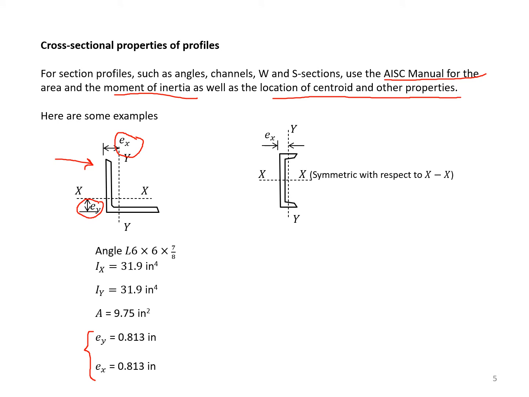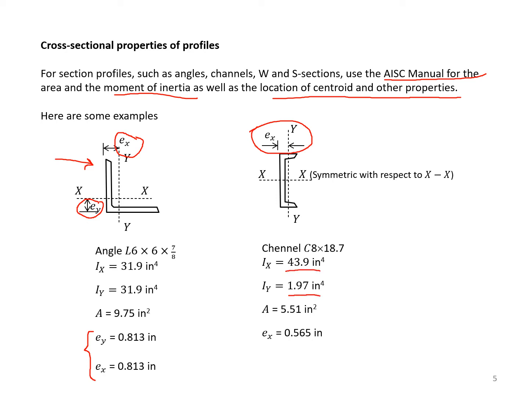Here you see a channel. Again, you notice that the YY has a distance EX from the back of the channel. However, notice that in the XX direction, we have a symmetric section. For a channel 8 by 18.7, we have the moment of inertia for X as 43.9, moment of inertia for Y as 1.97, area as 5.51, and that dimension EX is 0.565. Again, this information is important if our section is made up of channels.